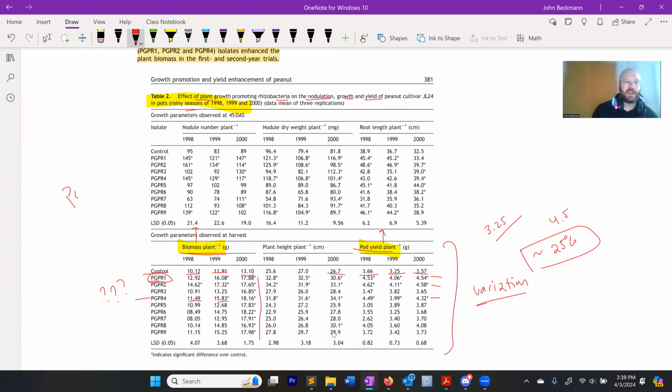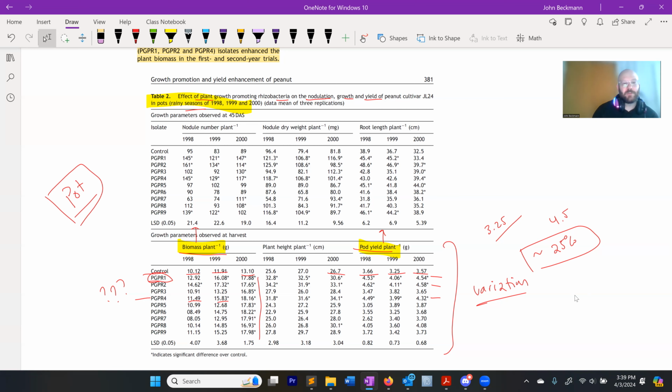These are the pot trials right now. These are not the field trials yet. So these are in the pots, so you'd imagine it would be more consistent in the pot. At least you would hope for that. But that's actually one of the criticisms of PGPRs that's worth pointing out, that you can see in this data: oftentimes the effects are pretty variable.